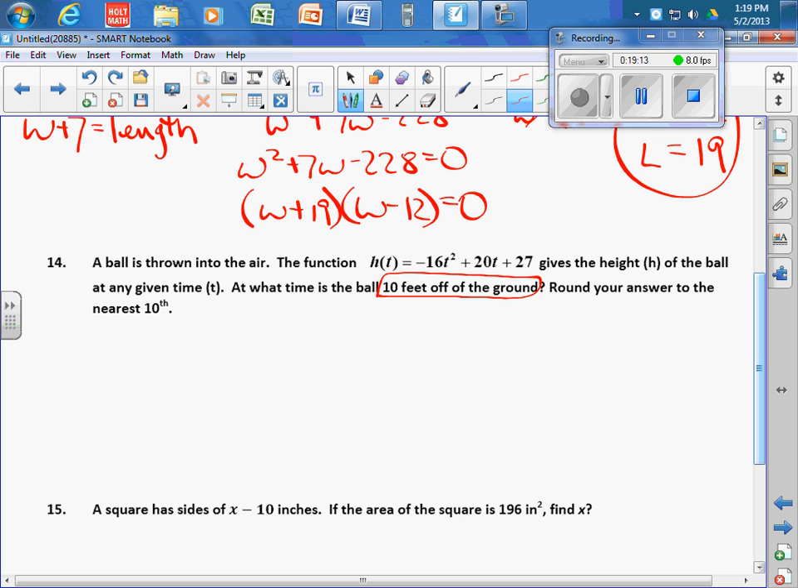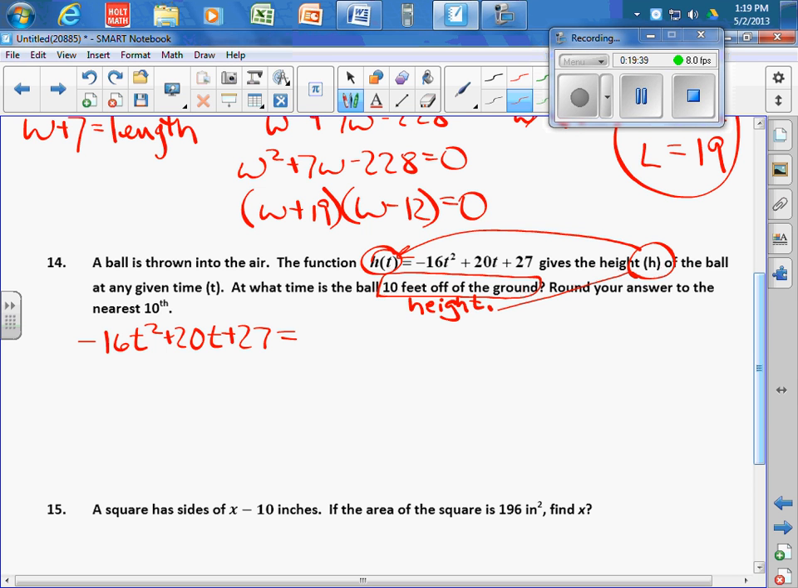At any time t, so at what time is the ball 10 feet off the ground? Isn't that the height? And isn't the height h? So the height in terms of t, we're going to put 10 there. So I'm going to rewrite this. Negative 16t squared plus 20t plus 27 is equal to the height, which is 10. We need to put 10 there.